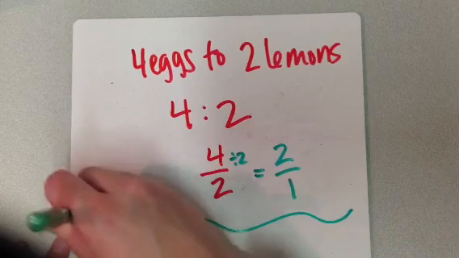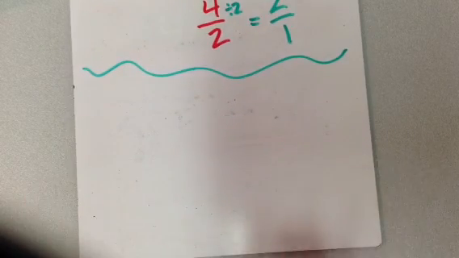Let's look at another example here. Say I went to the store and I bought 15 donuts.